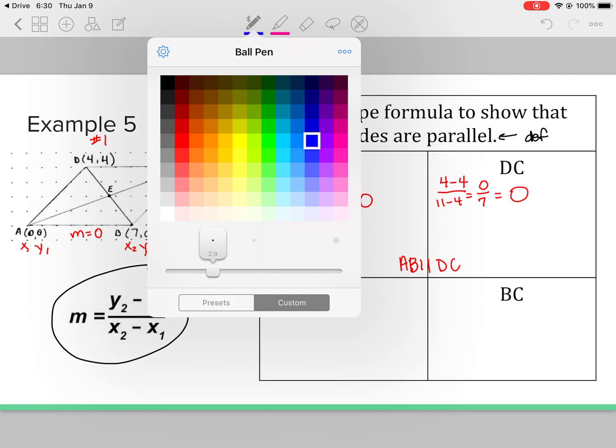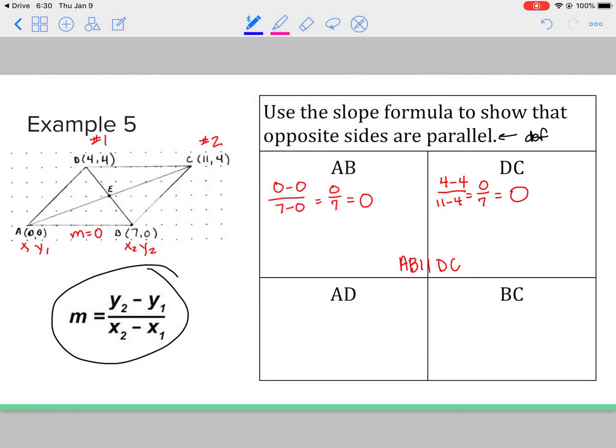Now we're going to look at the other sets of sides. So we're going to look at AD first. And for this one, I'm going to use D as number 2 and A as number 1. So I'll have 4 minus 0 over 4 minus 0. So that comes out to 4 over 4. So the slope of AD is 1.